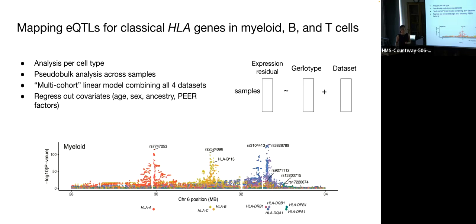By doing this, we get a plot that looks like this. This is a Manhattan plot, where each dot is a test between a genetic variant on the x-axis in the MHC region and its association with HLA gene expression for the different genes, which are the different colors. The y-axis is the strength of that association. Here I've labeled the variant that has the most significant association with HLA expression levels for each gene.